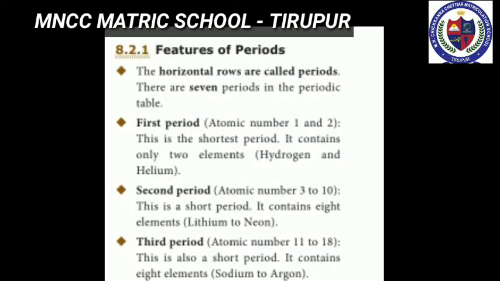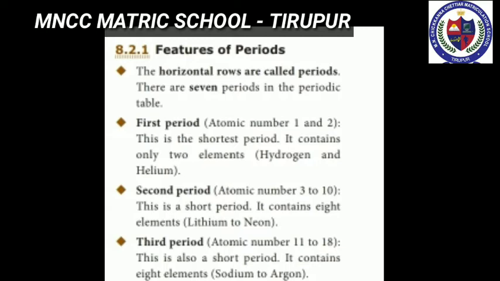Next we move to features of periods. The horizontal rows are called periods. There are 7 periods in the periodic table. The first period is the shortest period. It contains only 2 elements, for example hydrogen and helium, with atomic numbers 1 and 2.